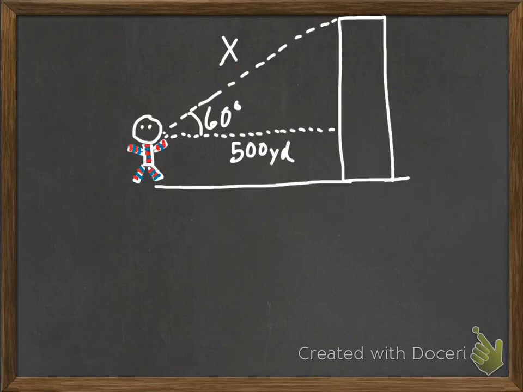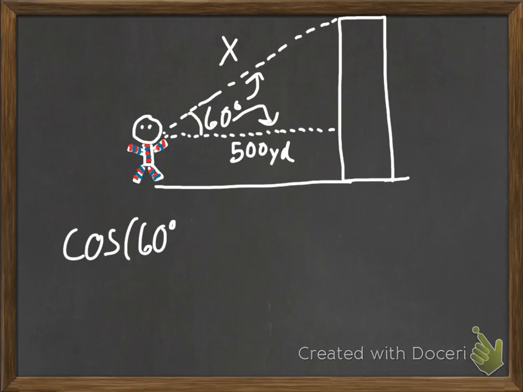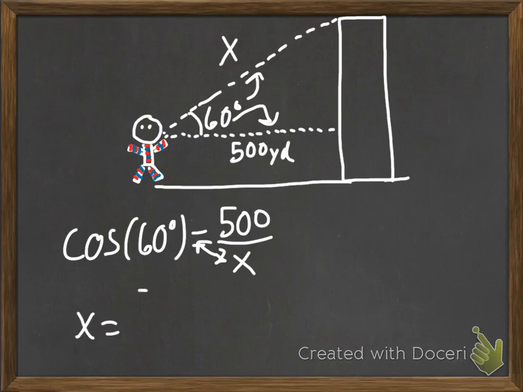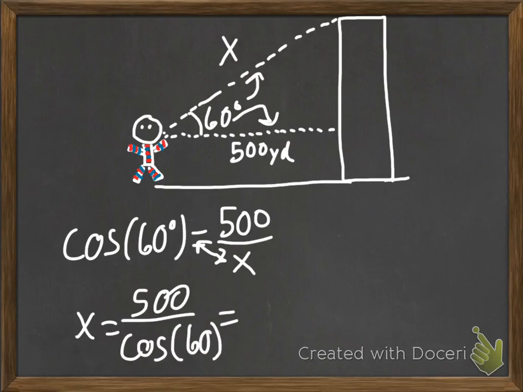So we look at our angle and we know the adjacent and hypotenuse, so it looks like we're going to use cosine. So the cosine of 60 degrees is going to be equal to our 500 over x. Now I'm going to do that switch. So we know that x equals 500 over the cosine of 60. And we find out that the web is 1,000 feet. So he's shooting a web out that is 1,000 feet long.